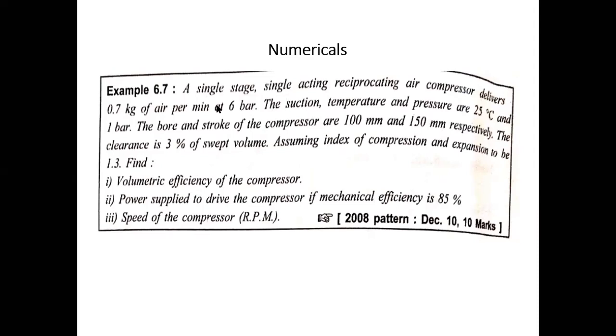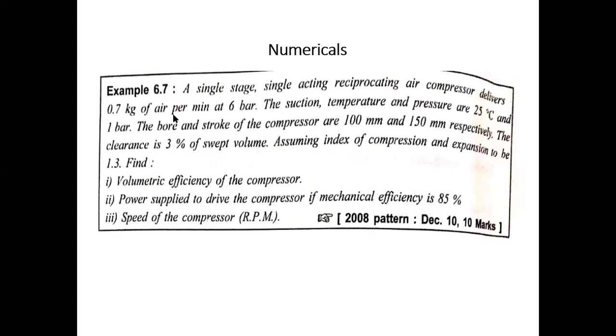Now, given that it is a single stage, single acting reciprocating compressor and it delivers 0.7 kg of air per minute, it means the air flow rate is 0.7 kg per minute at a discharge pressure of 6 bar. Then the suction temperature and pressure are 25 degrees Celsius and 1 bar, so the value of T1 will be 25 degrees Celsius and the value of P1 will be 1 bar. The value of P2 will be 6 bar.